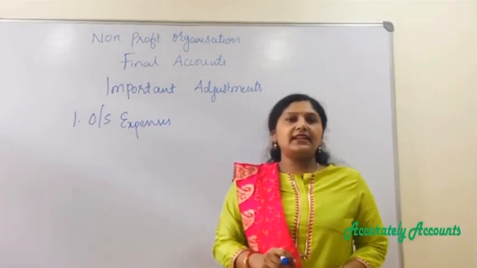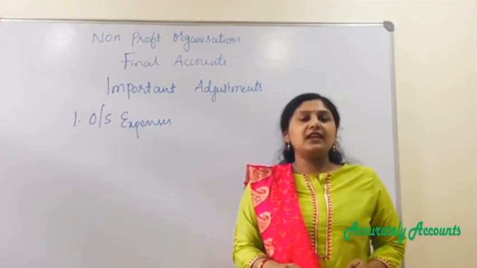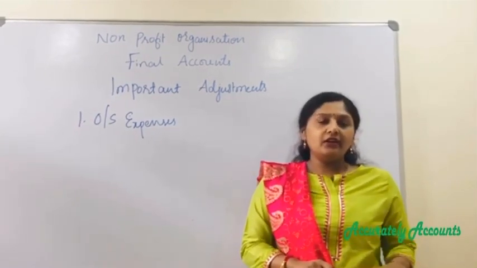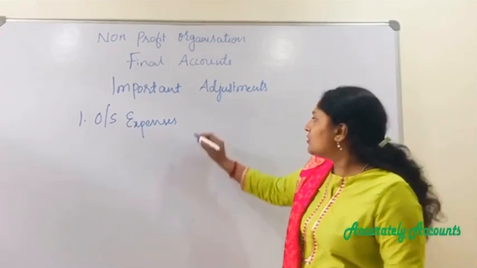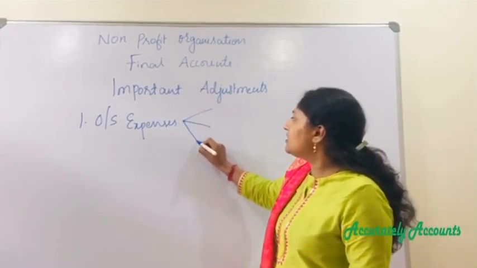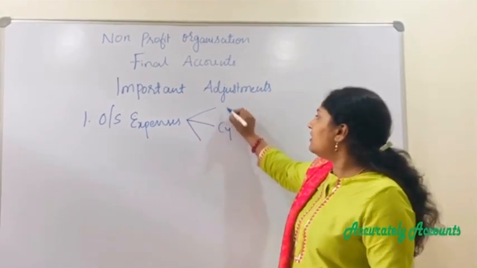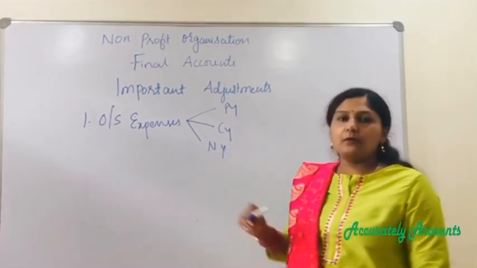So let us understand the meaning of outstanding expenses. These are the expenses unpaid. These expenses may belong to the current year, previous year, and also can be of the next year. So we can find adjustment for the outstanding expenses for 3 different years: current year, previous year and the next year or the subsequent year.